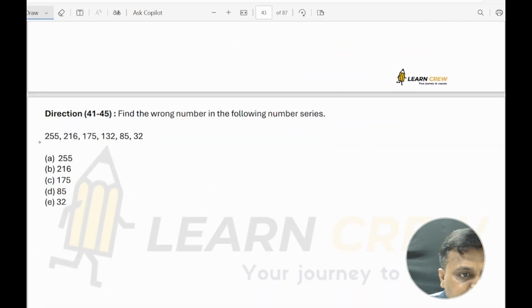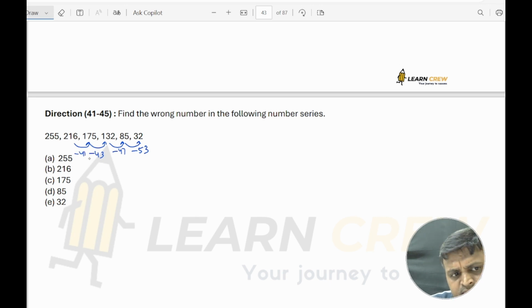Next, 255, 216, a decreasing series. If you see here, 85, 32, what is the difference? 85 and 32, difference is 53. 132 and 85, difference is 47. 175 and 132, difference is 43. 216 and 175, difference is 41.